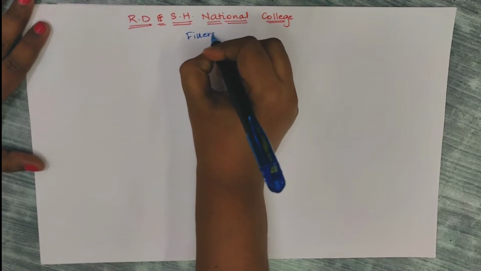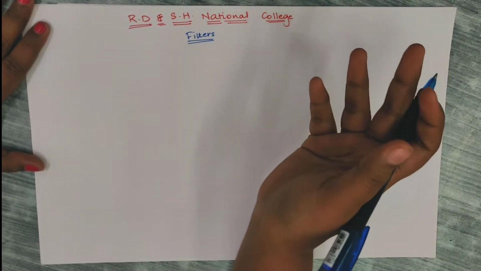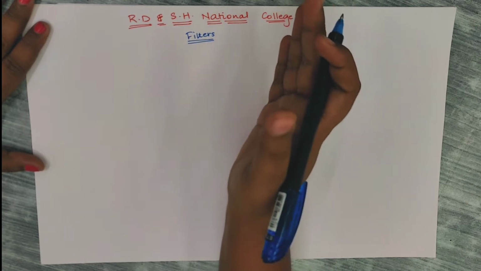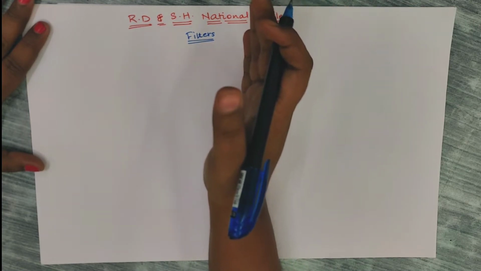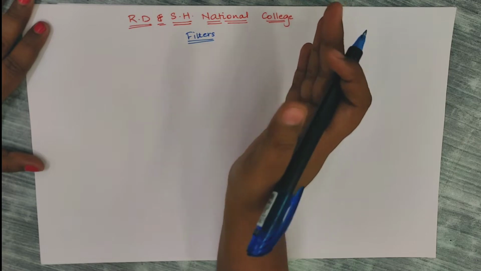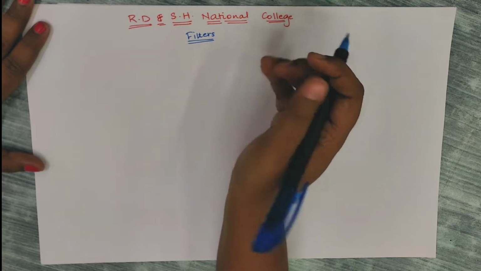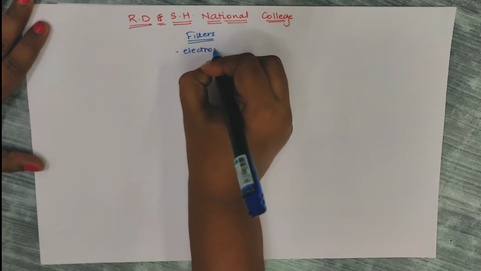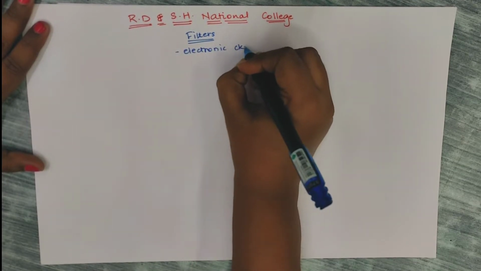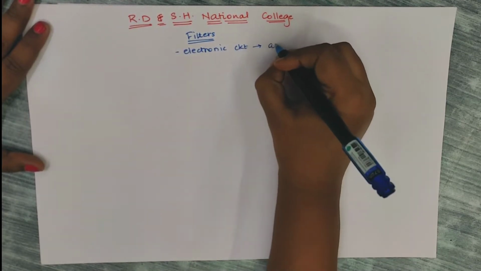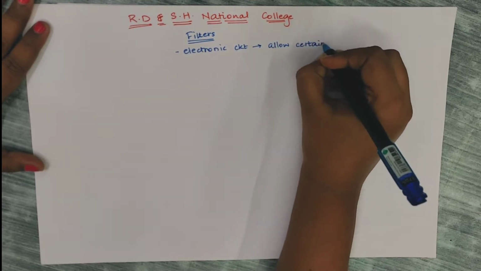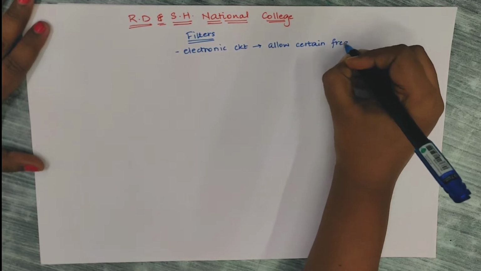So basically a filter is a circuit that has the capacity of selecting certain frequencies which are allowed to pass, and it will block the rest. I repeat, a filter is an electronic circuit which has the capacity to only allow certain frequencies, whereas it will block the rest.